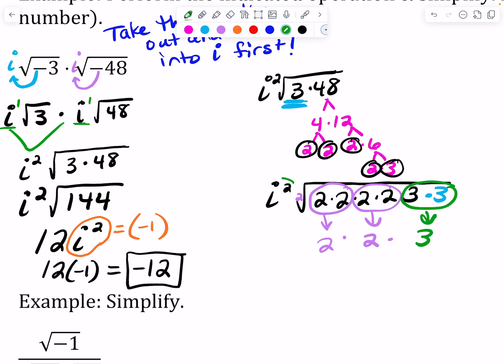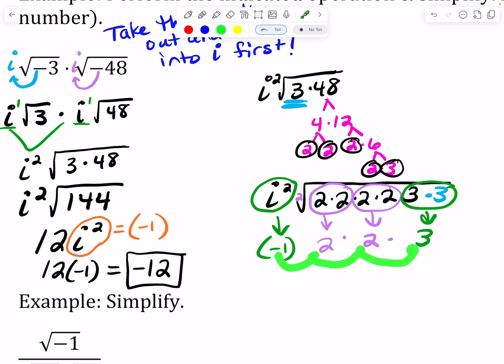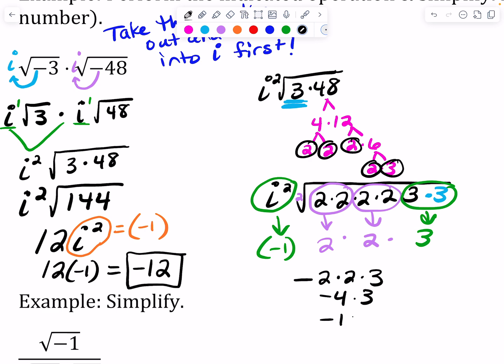And then this I squared still turns into a -1. So now we have -1 times 2 times 2 times 3. And that's going to equal -2 times 2 times 3 is -4 times 3. And we still get -12.